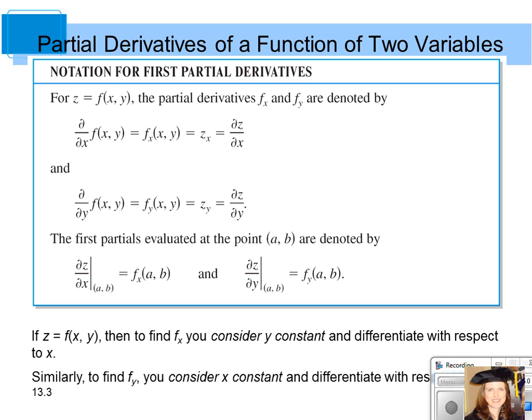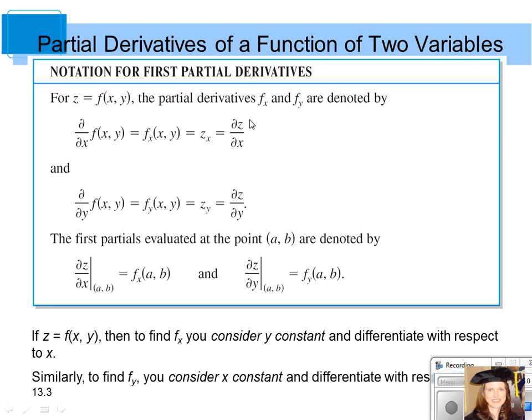This is a notation that we use for the first partial derivatives. Given a function z, which is a function of x and y, we can find the partial derivatives. We can write them as f with a subscript x, that's the partial derivative of the function with respect to x, and f with a subscript y, that is the partial derivative of the function f with respect to y. Other ways that you can see the same thing is using that partial derivative symbol. It's a partial derivative with respect to x of a function of x and y, or f with a subscript x, or z with a subscript x, or partial of z with respect to x.